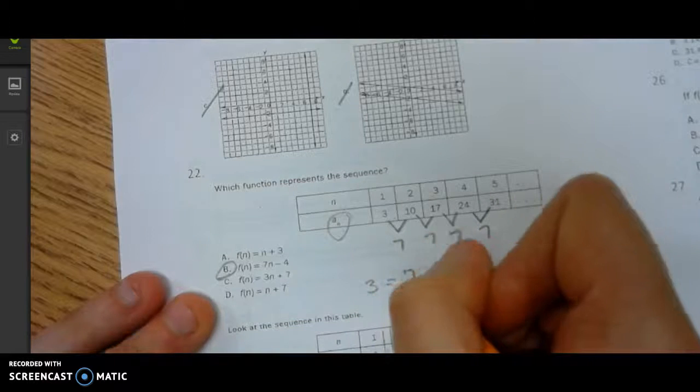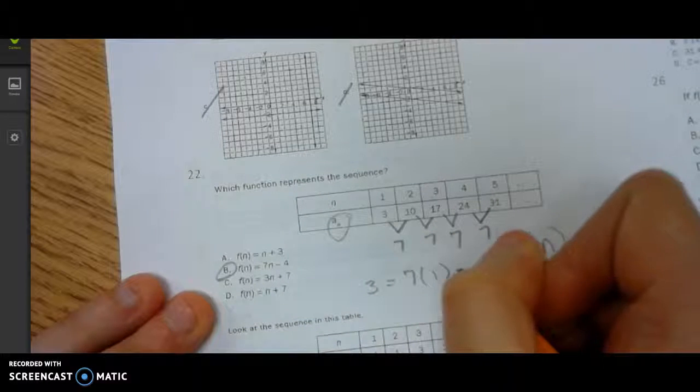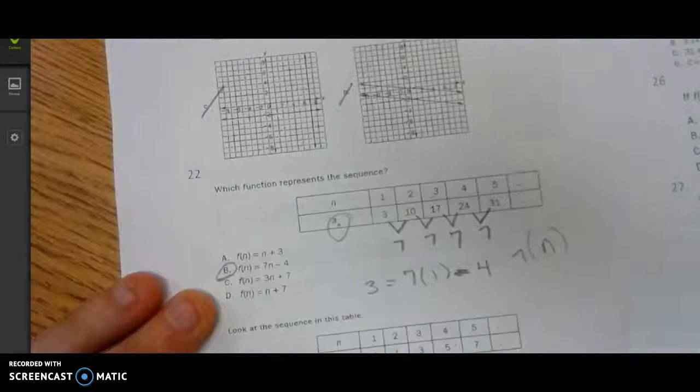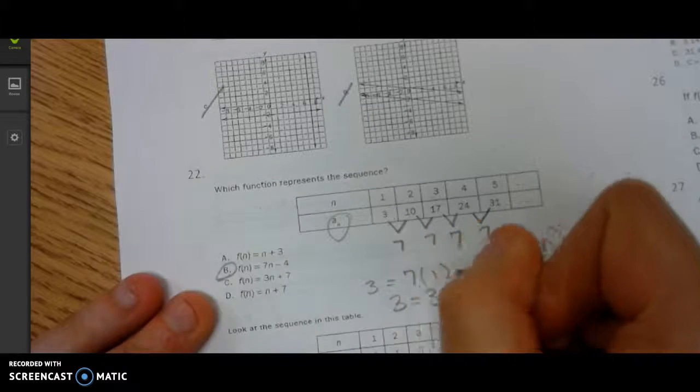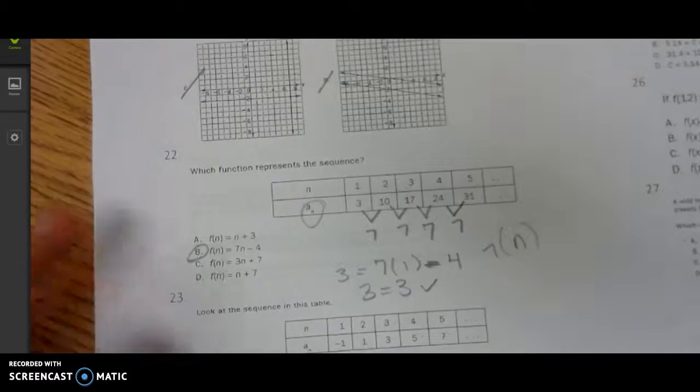3 equals 7 times 1 minus 4. I can check that. Yeah, 3 is equal to 3. Cool, I picked the right one.